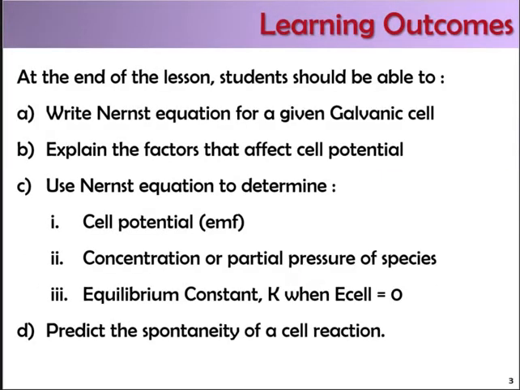After the end of this subtopic, you should be able to write the Nernst equation for a given galvanic cell, explain the factors that affect cell potential, use the Nernst equation to determine cell potential, concentration or partial pressure of species, and equilibrium constant K when E cell is equal to 0, and predict the spontaneity of a cell reaction.